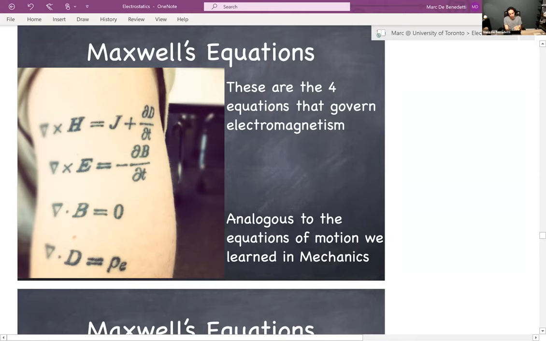Now, I don't know who this brave soul is who was brave enough to get a tattoo. I have wanted a tattoo of Maxwell's equations for many years. I'm just too much of a chicken to get a tattoo. I am deathly scared of needles. I will get vaccines when I need to get them, but it's after a lot of metaphoric crying inside.